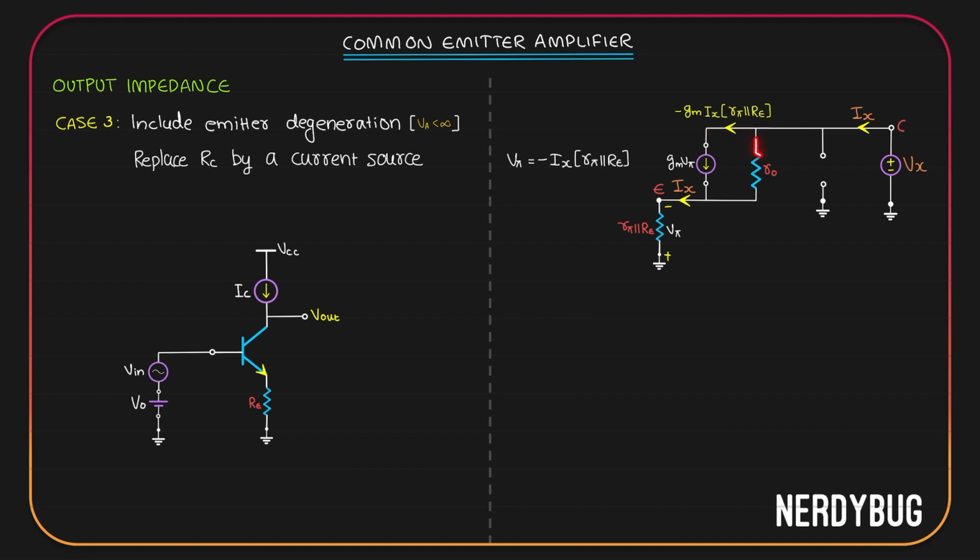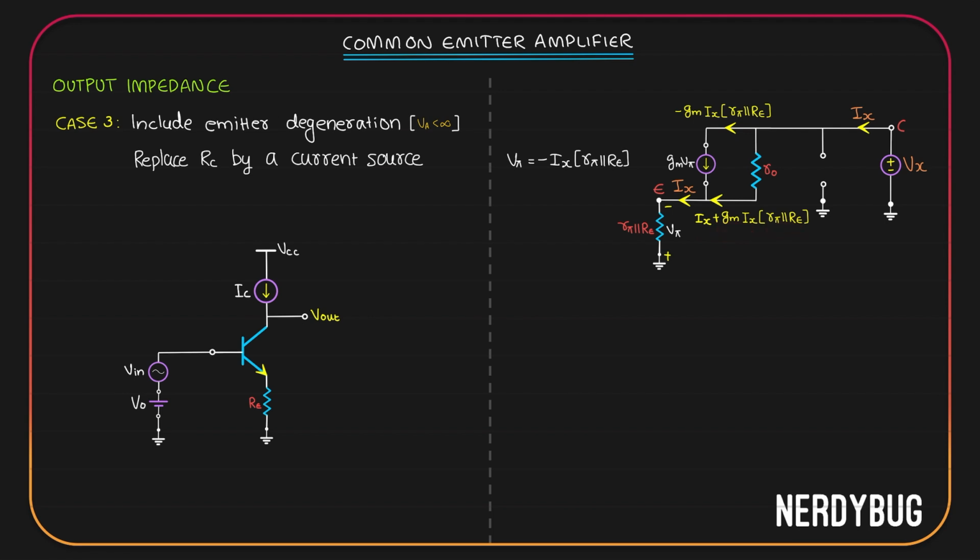Now what will be the current that flows through R0? We can easily find that by applying KCL at this point. Ix is coming in, out of which minus Gm Ix R pi parallel to Re is flowing in this direction. The rest will flow in this direction. So the current through R0 will be Ix minus Gm Ix R pi parallel to Re. Minus minus will become plus. So the current in this branch will be Ix plus Gm Ix multiplied by R pi parallel to Re.